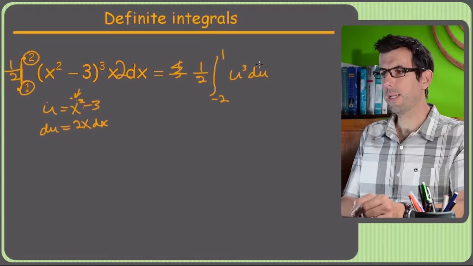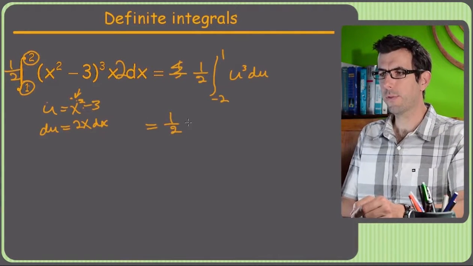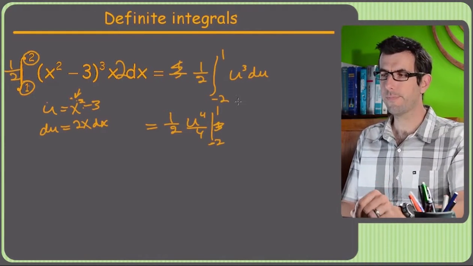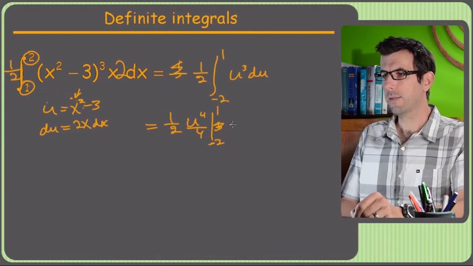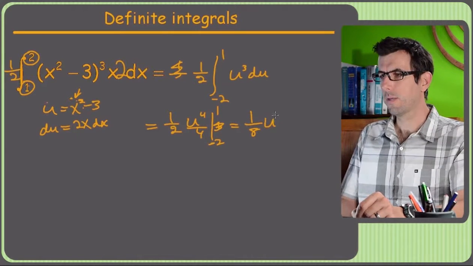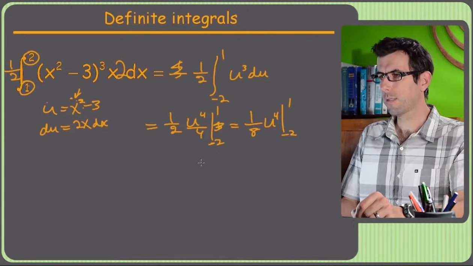All right, so at this point I can integrate 1/2, and then u to the third is going to become u to the fourth over 4. And we don't need a plus c. That's just integrated from negative 2 to 1. We don't need a plus c because it's a definite integral. All right, so this is going to become 1/8 u to the fourth from negative 2 to 1. So it's going to be 1/8.